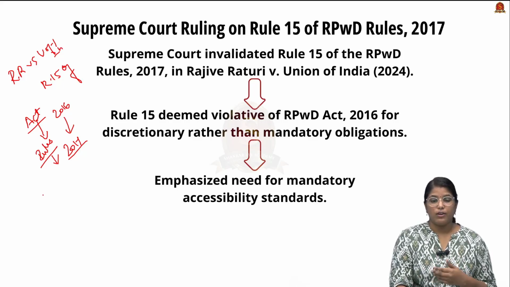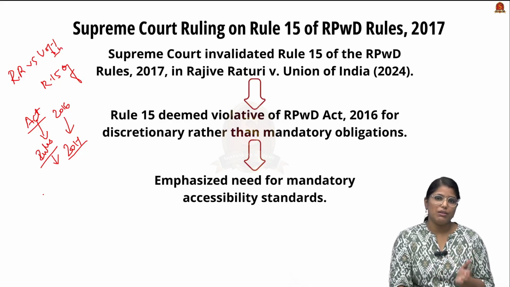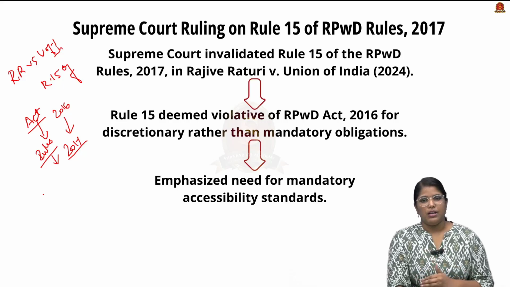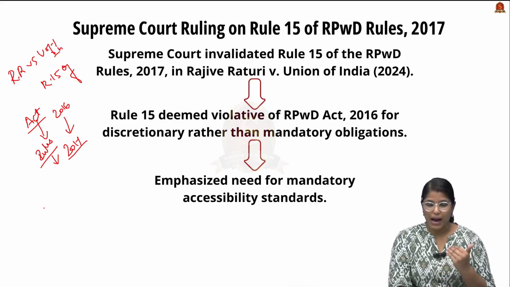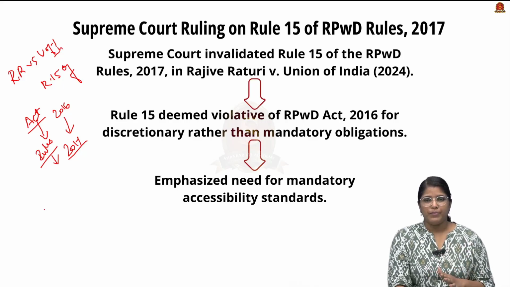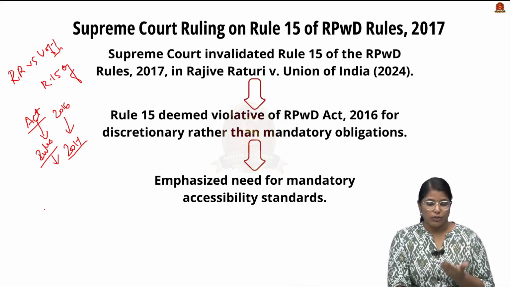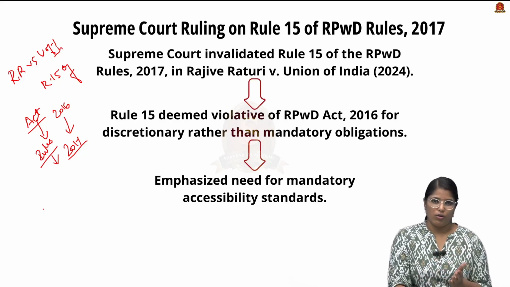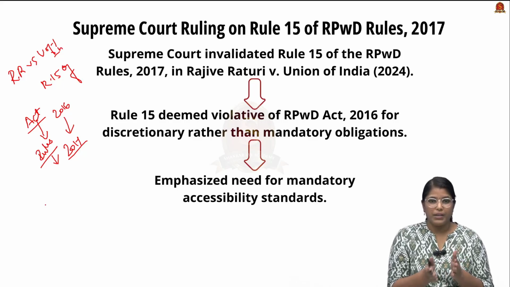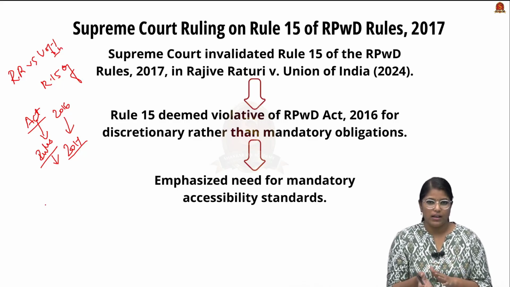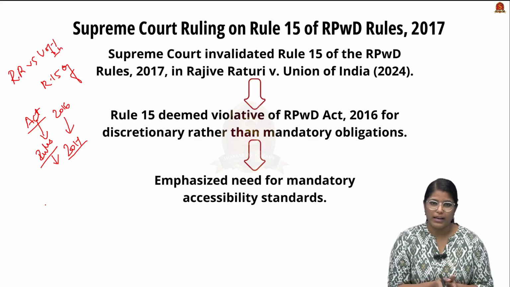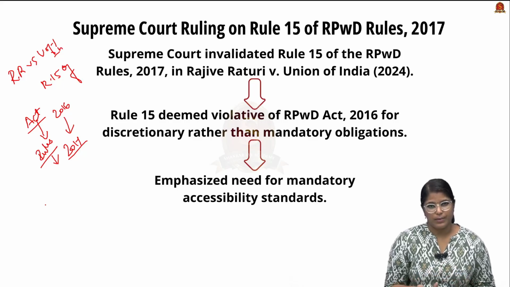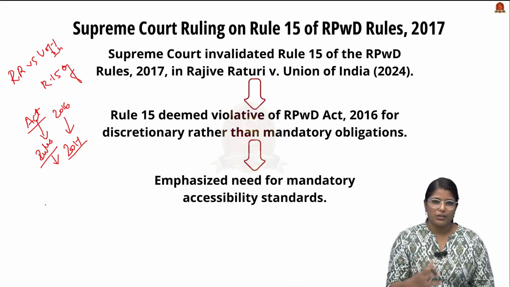So through this case, rule number 15 of the RPwD rules has been challenged because it violates the Act's vision. The Act mandates that the departments have to strictly implement the guidelines, but the rules say that the authorities have the discretion to implement it or not. Since the Act and rules are a bit contradictory, it has led to a case, and currently our Supreme Court has given a green signal saying that it violates the rights of persons with disability. So this is the overview of this particular case.